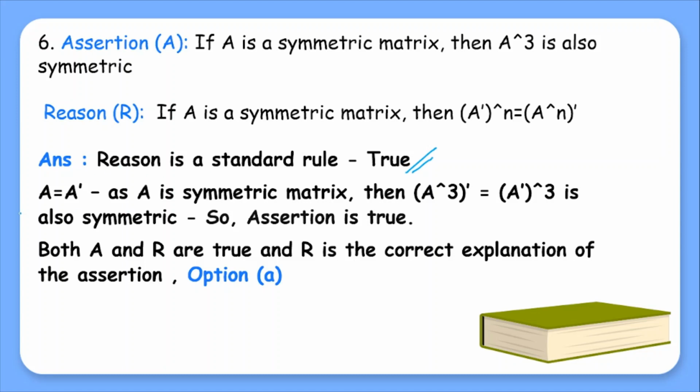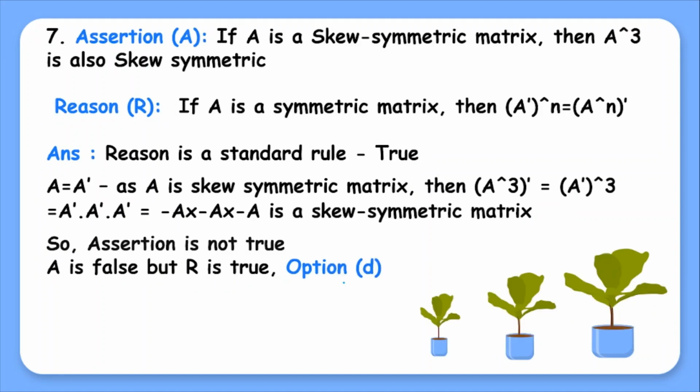To check the assertion, we will take the symmetric matrix. It is given A is a symmetric matrix, so take A equal to A dash. Then (A cube) the whole dash will be (A dash) whole power 3. A dash will again become A, because A transpose is A as it is given symmetric. Again it becomes A into A into A, A cube. So it is also symmetric. The given assertion is true and the assertion used the rule given in the reason. So we go for option A.